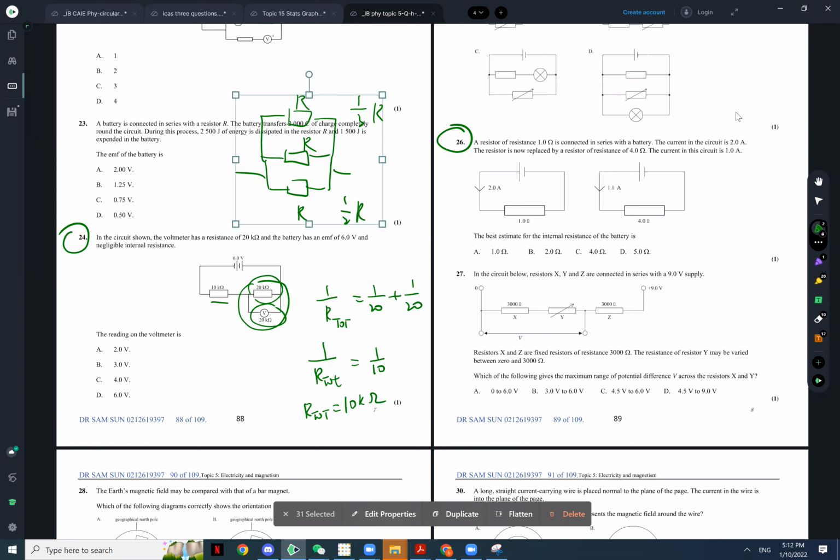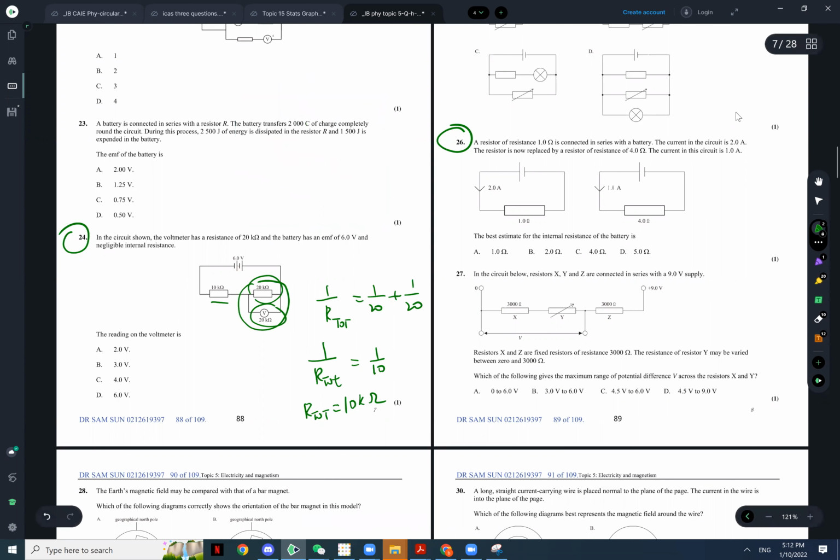Because resistance is proportional to the length, but inverse proportional to the cross-section area. This is 10, this is 10. Oh, in series, they share the voltage. Okay?